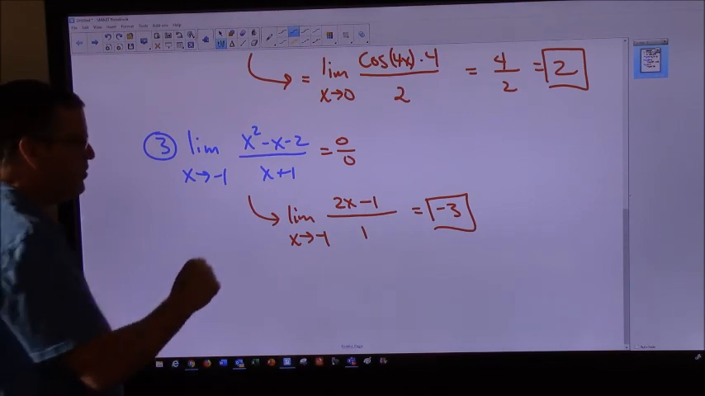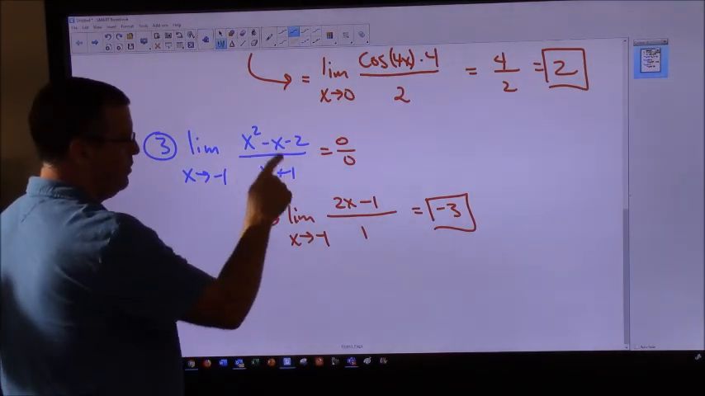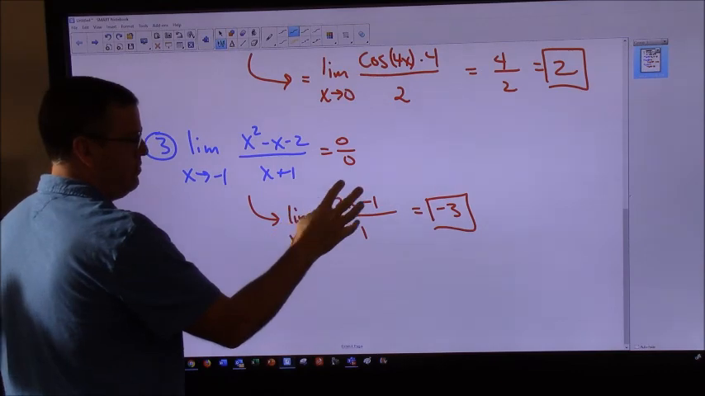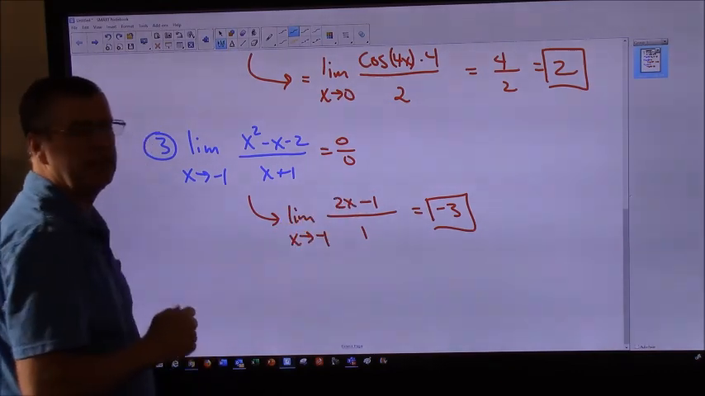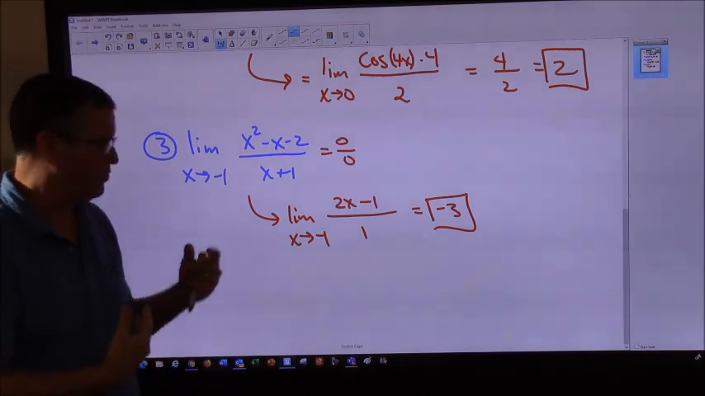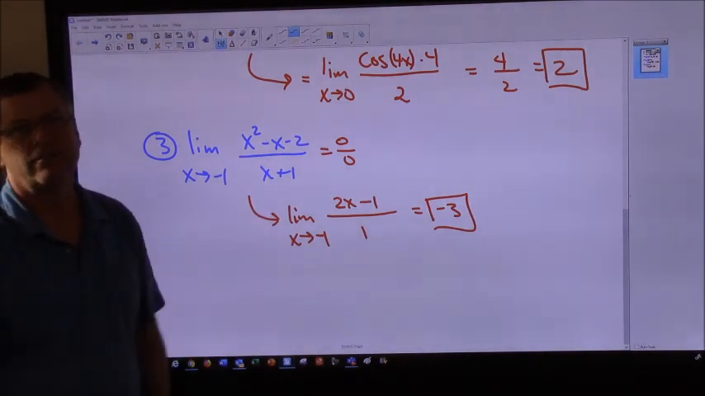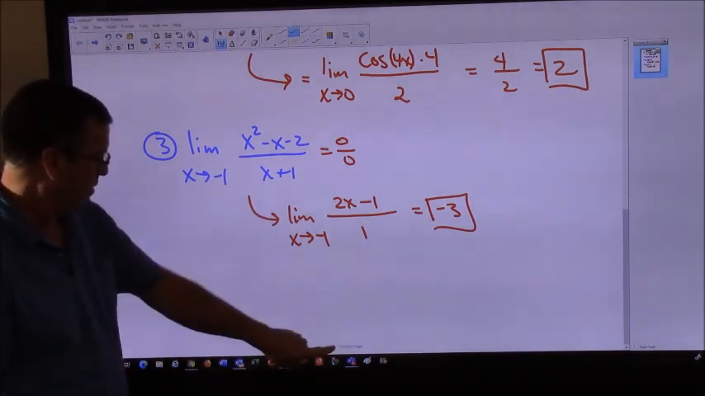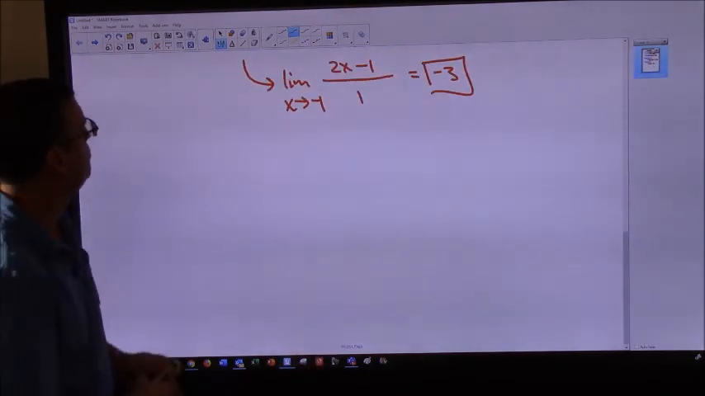This happens occasionally. You go through and you take the derivative of the top, derivative of the bottom, and you get 0 over 0 again. And when that happens, then you just do L'Hopital's rule again. Okay? Let's try one more problem.